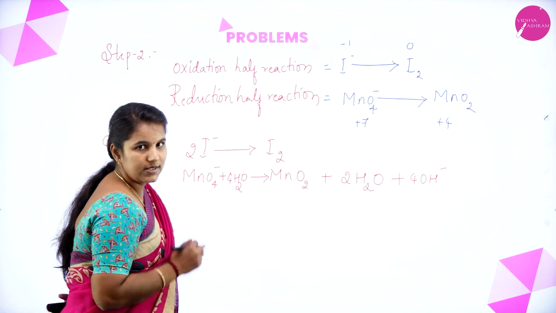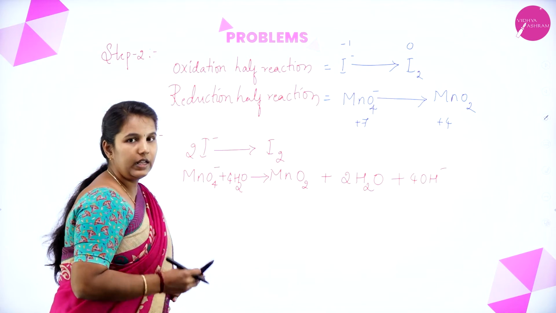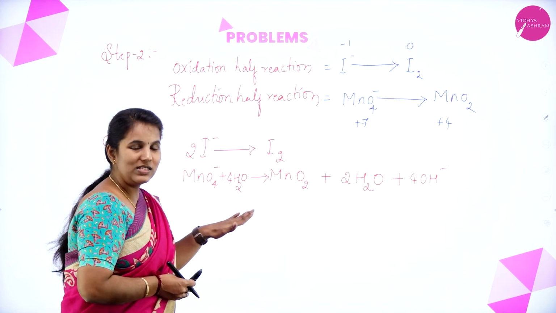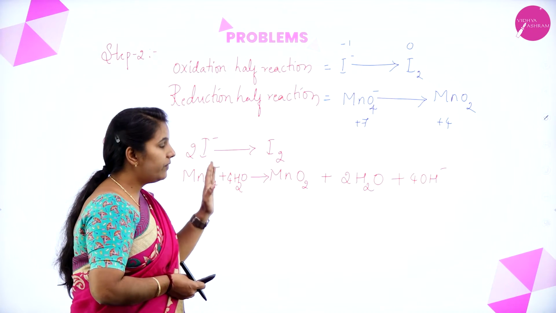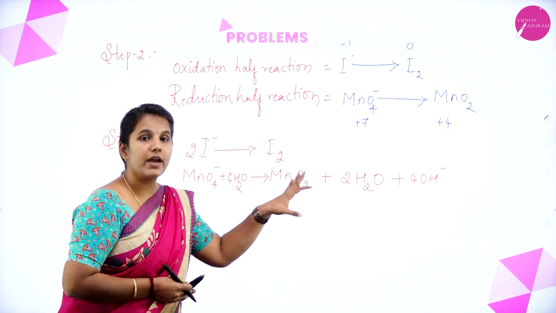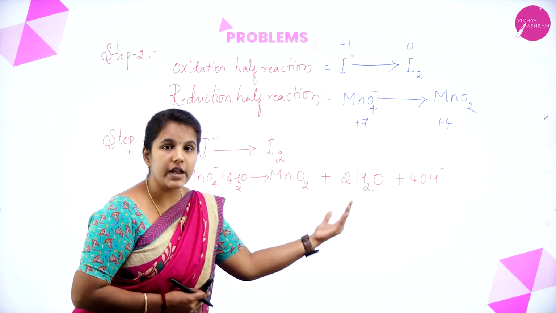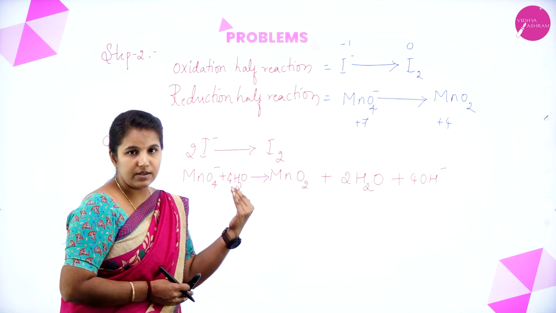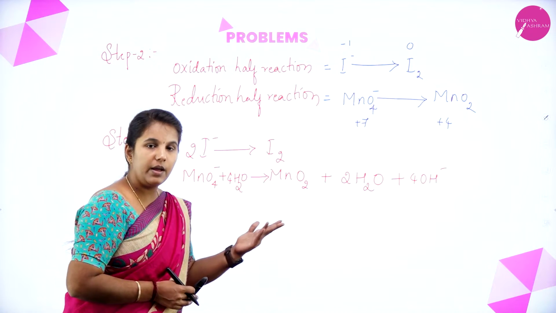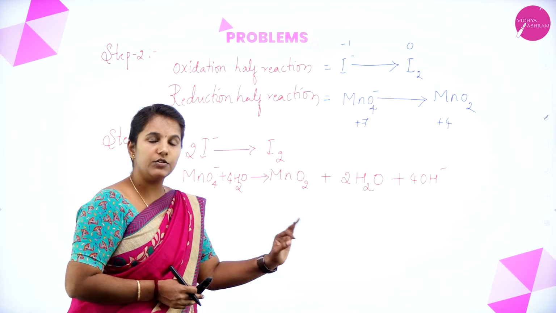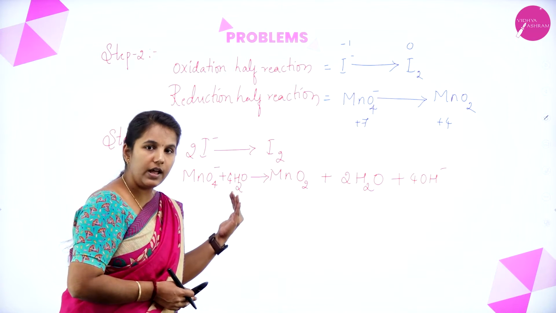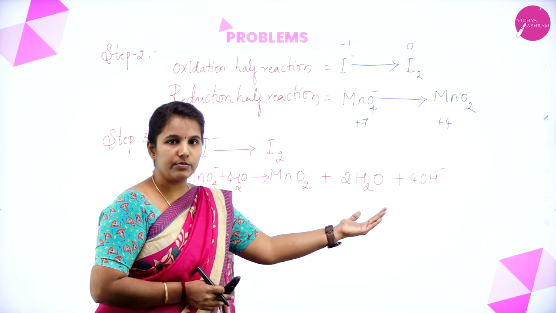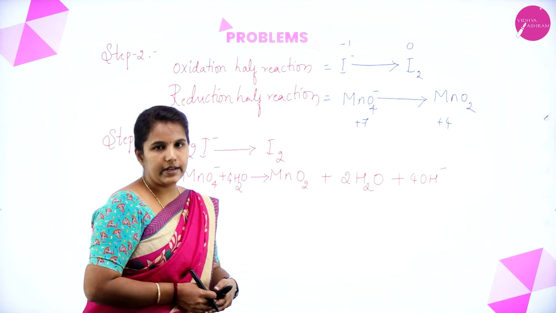Why is it like this? Because when we are dealing with the basic medium, please understand that while balancing the oxygen, we need to add the OH- ion on the right hand side of the reaction so that it becomes a basic medium. Whereas in the acidic medium, while balancing the oxygen and hydrogen, we added the H+ ions on the left hand side. But here it is reversed. We need to add the OH- ions to the right hand side.